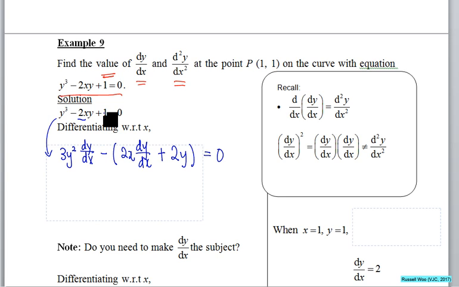So let's have that. Now, simplify a little. Minus 2x dy dx minus 2y. Be very careful, okay? That's why I included the brackets. Nothing more.